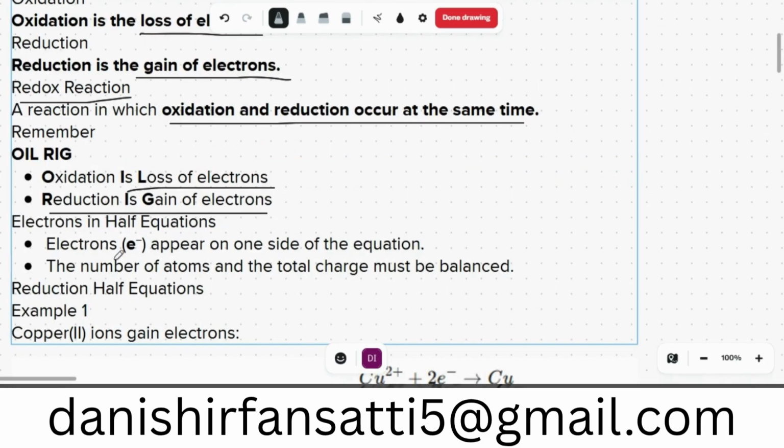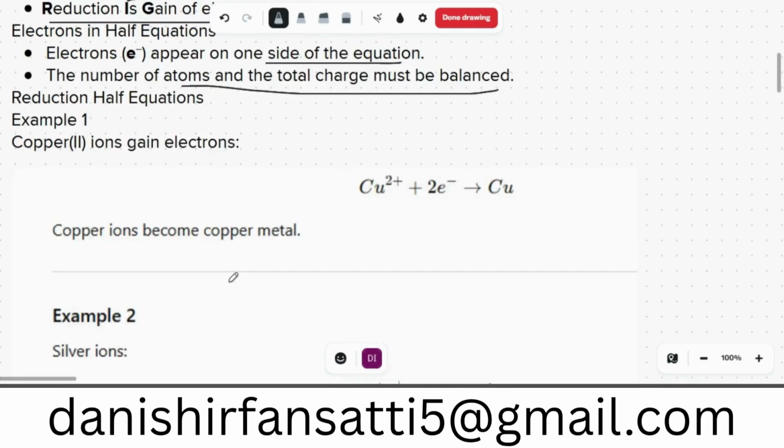Electrons in a half equation: the electrons, e, appear on one side of the equation. The number of atoms and the total charge must be balanced. First example is copper 2+ gains electrons. What is happening? Copper has a plus 2 charge. It will gain 2 electrons, so it will become copper.